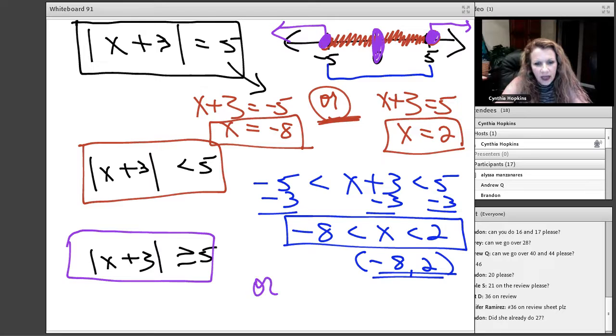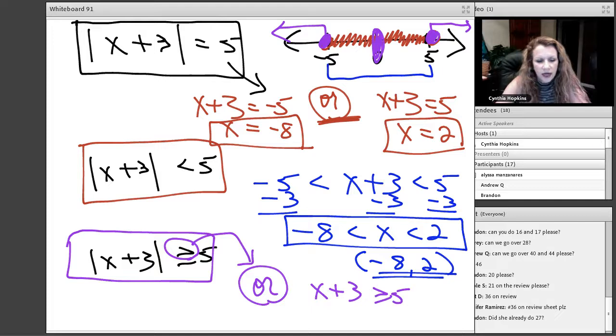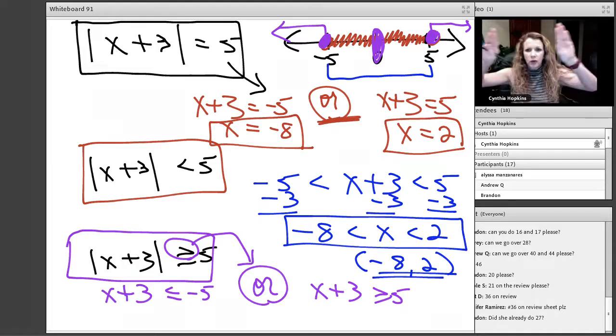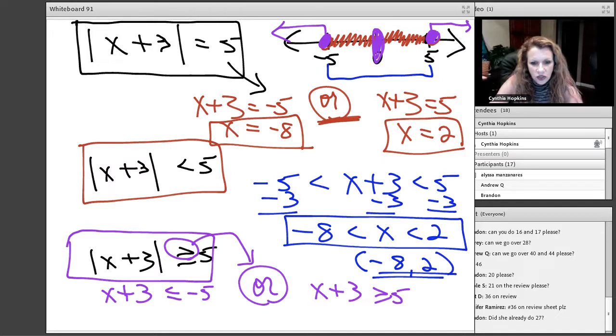And how are you going to remember to say or in the middle? You're going to say this is great-or. And so I'm going to write x + 3 is greater than or equal to 5. I put the +5 to the right. Or x + 3 is less than or equal to -5. Look at the graph and you can see greater than +5, less than -5. And then you just solve each of those. So x is greater than or equal to, subtract 3, I get 2.